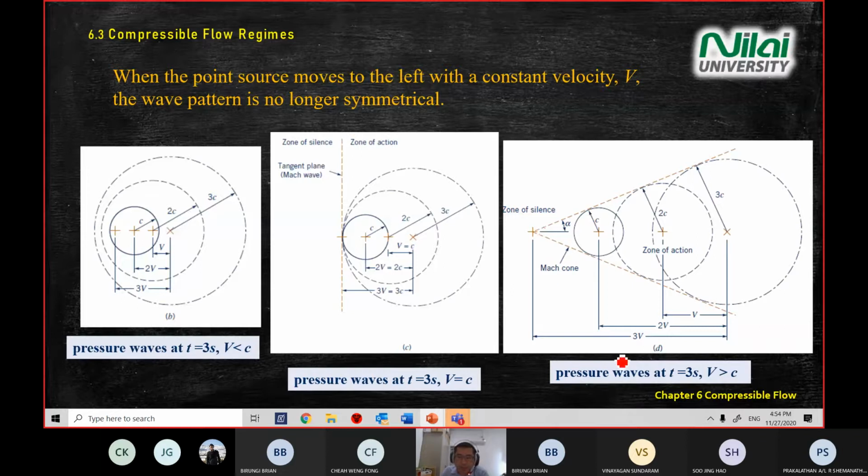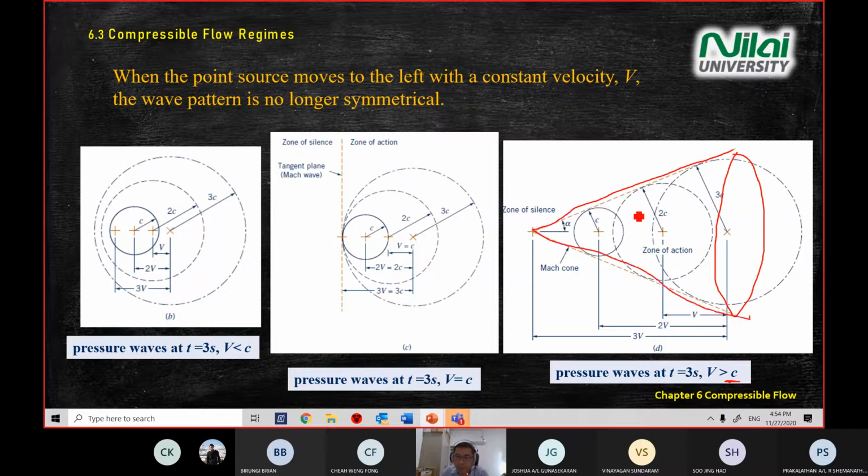The next one, if your source moves more than the speed of sound, the tangent plane will change shape into a cone shape. We call it Mach cone. In 3D, you will have a cone shaped region. If you stay within this cone region, or Mach cone region, you're going to feel the effect of the pressure wave. And if you stand outside this zone of silence, or outside the Mach cone, you will not hear or feel anything from the pressure wave.